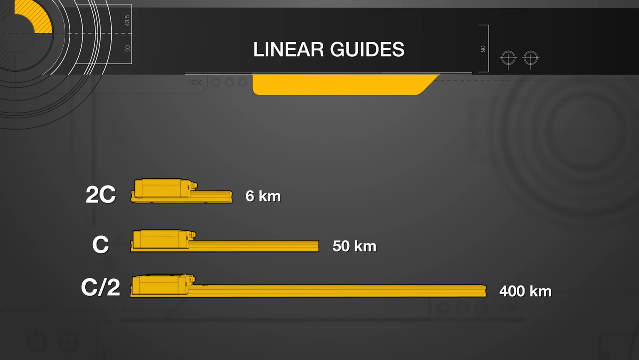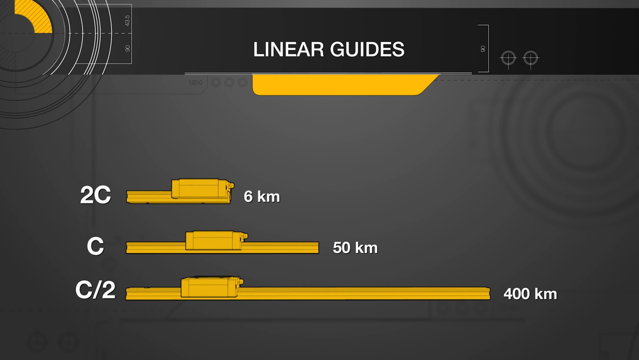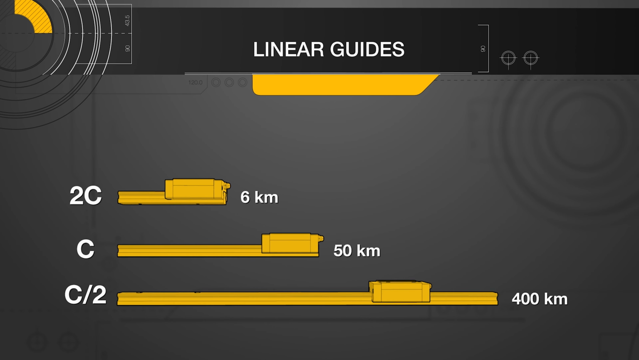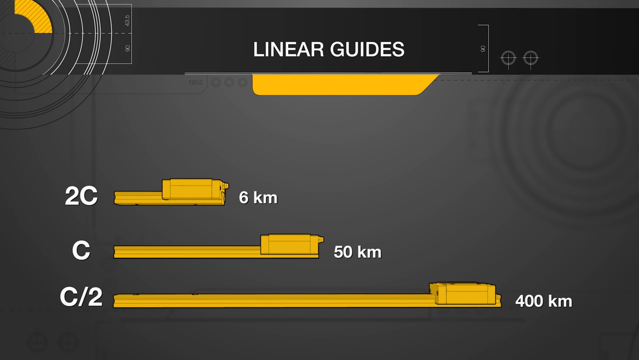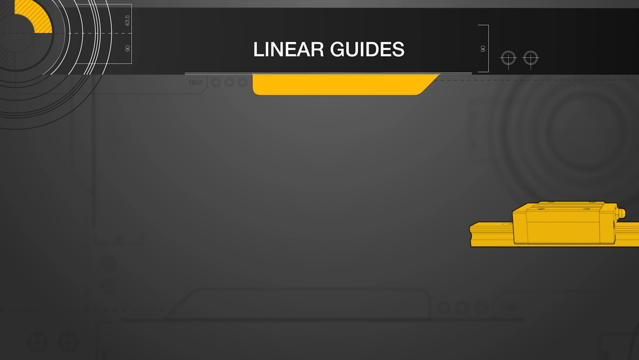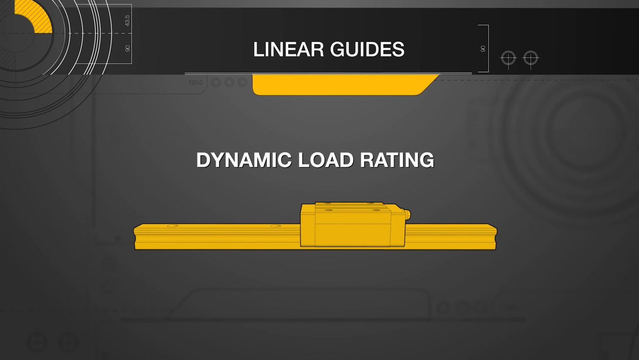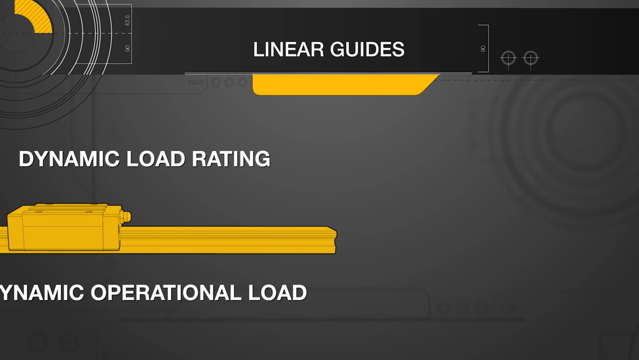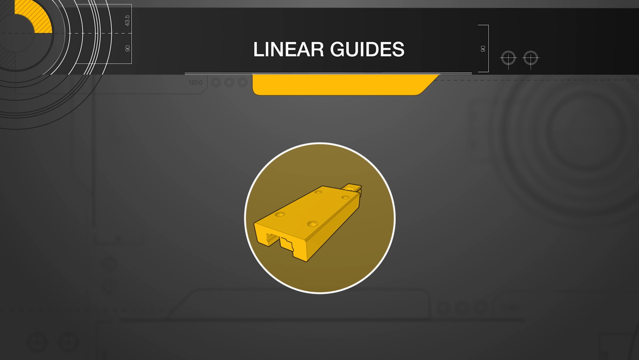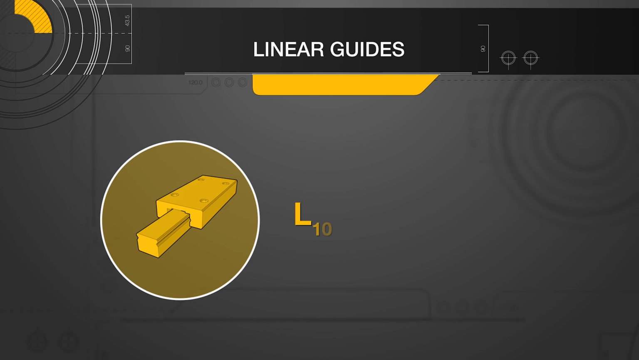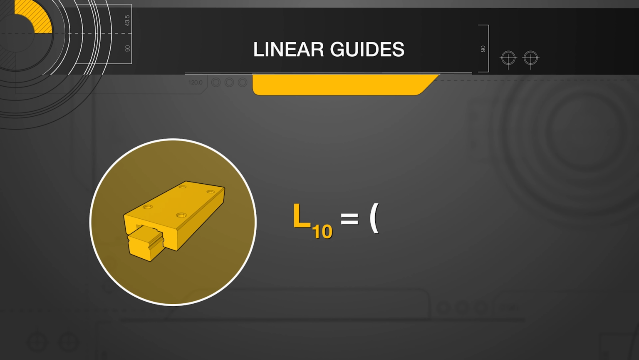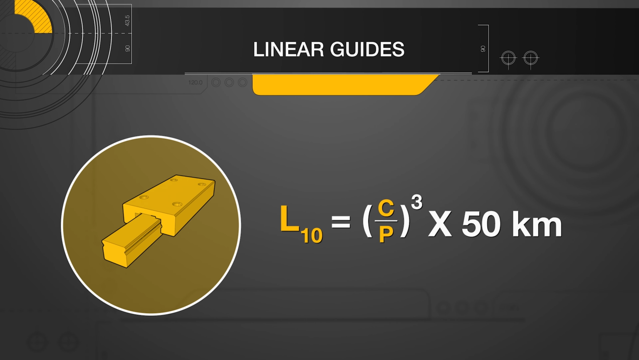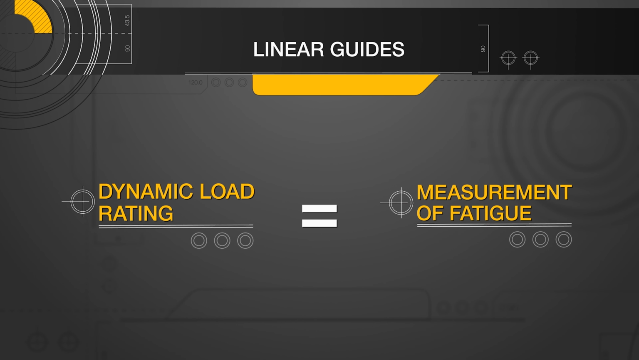In simpler terms, the basic dynamic load rating can be thought of as giving something of a benchmark for the expected life of a linear guide under a particular load, C. Unlike the basic static load rating, the basic dynamic load rating may be exceeded at the expense of service life. It follows then that the basic dynamic load rating can also be used to calculate the expected life of the linear guide system under a dynamic operational load. For example, for a ball-type linear guide, the 90% reliability service life parameter of the bearing, designated as L10, can be calculated using a simple ratio of the basic dynamic load rating, C, to the applied operational load, P, as follows.